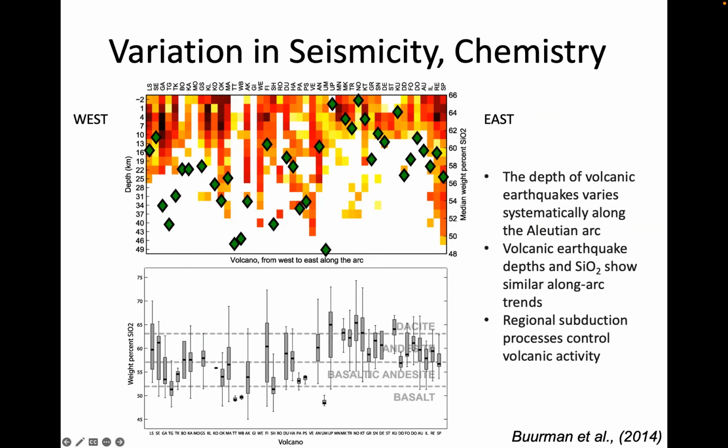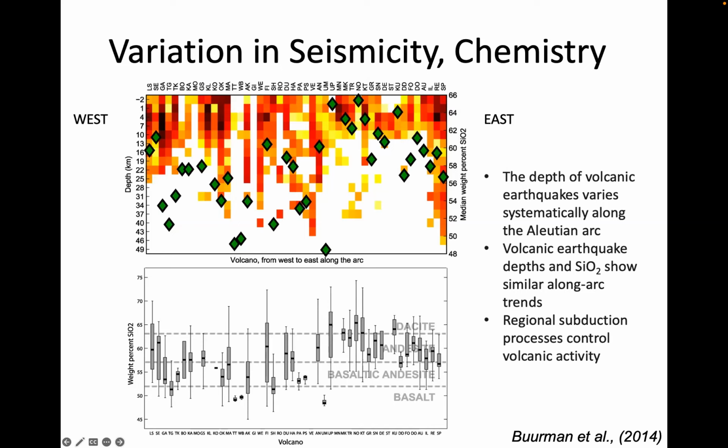There's also variation in volcano seismicity and bulk chemistry. This figure comes from Berman et al. 2014. In the top figure, the red and yellow colors are basically the density of earthquakes, and you can see that depth goes to 50 kilometers on the bottom. So this includes lithospheric depth events beneath the volcanoes. You can see that there's some systematic variation. For example, in some areas there are lots of relatively deep earthquakes. In other areas, there are none or very few.